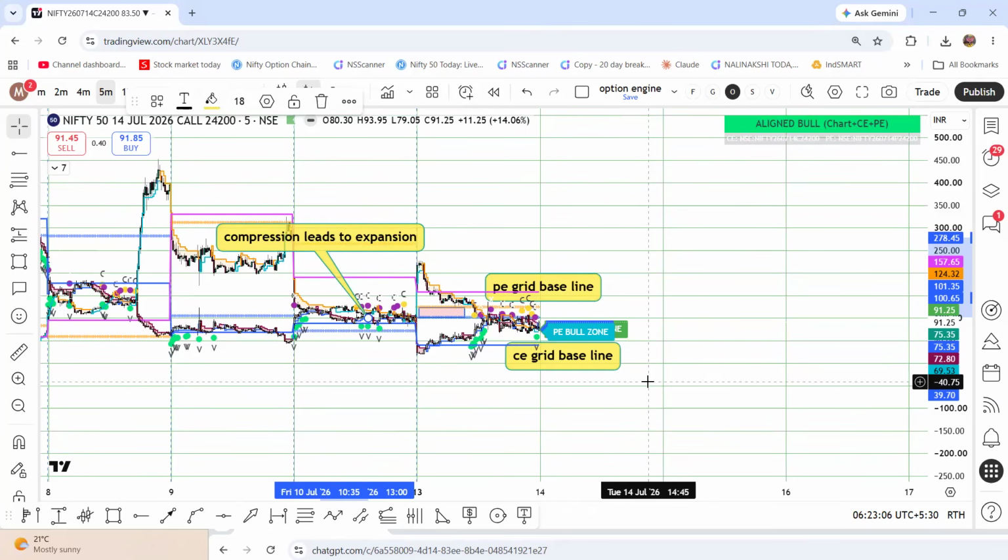So this is CE-PE pivot convergence and expansion, and the CE-PE grid. Once you understand this relationship, you may never look at option premiums the same way again. Think of CE and PE premiums as two opposing forces, call buyers and put buyers, bulls and bears, right? This was a bear, this was a bull.